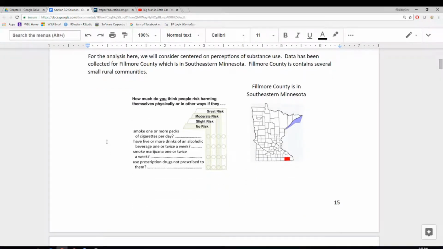So we are going to deal with the following question: How much do you think people risk harming themselves physically or in other ways if they smoke 1 or more packs of cigarettes per day, have 5 or more drinks of alcoholic beverage once or twice a week, smoke marijuana once or twice a week, or use prescription drugs not prescribed to them? And I'm going to be considering outcomes from Fillmore County. Fillmore County is actually where I live. We have 4 children, and that's where they go to school, is in Fillmore County.